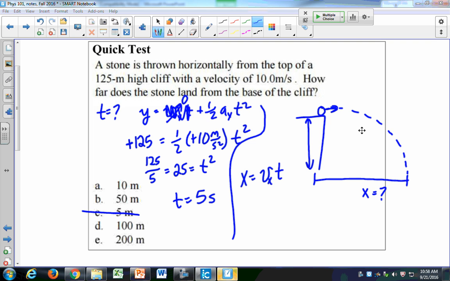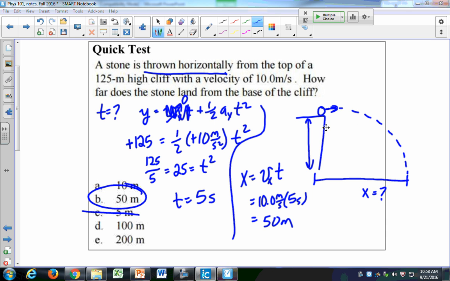Now we need to figure out what is v_x. And what's key here is that it's thrown horizontally. That means that there is no y component to the velocity, only the x component. So v_x is 10 meters per second times 5 seconds, and so that is 50 meters. All right, so B is the right answer there.